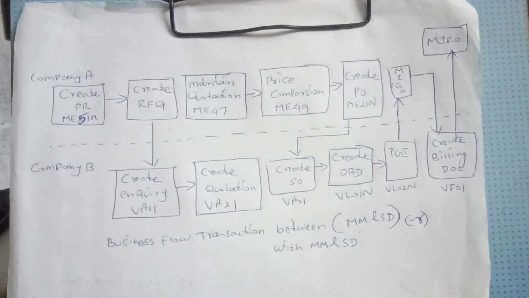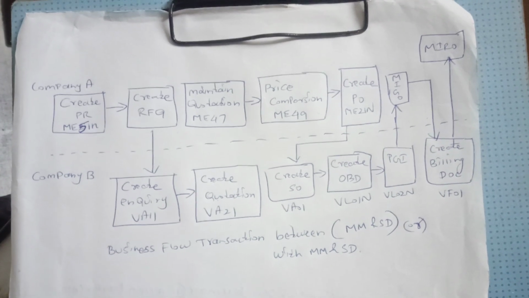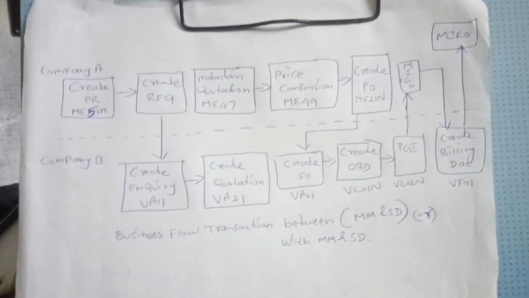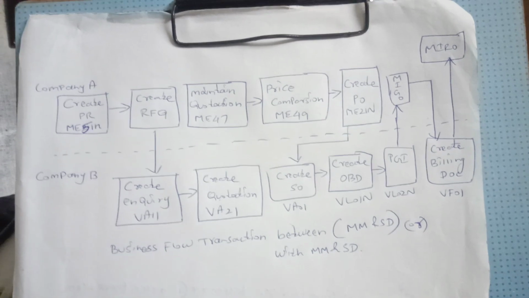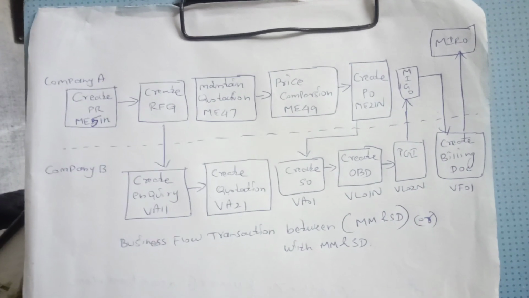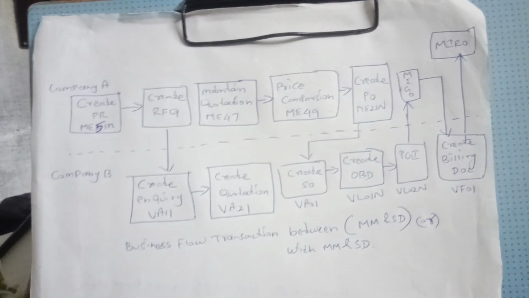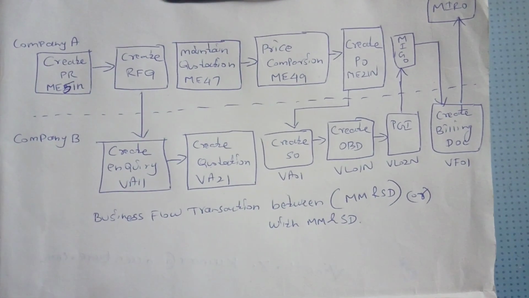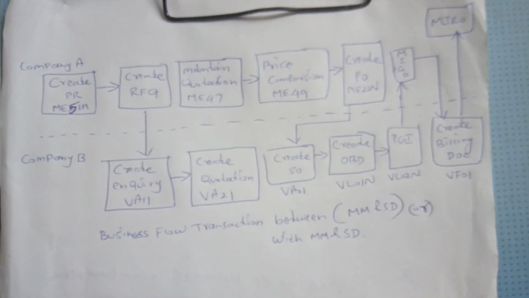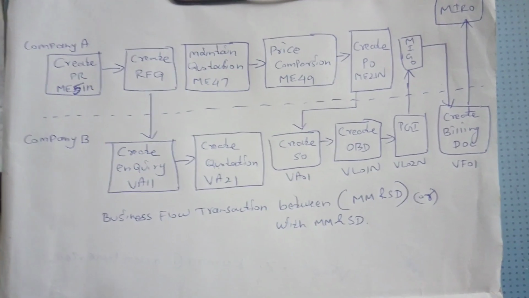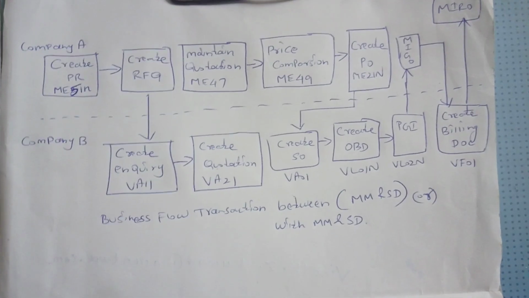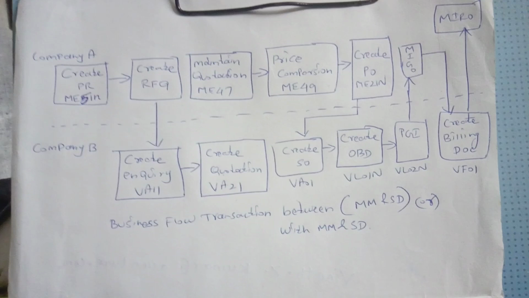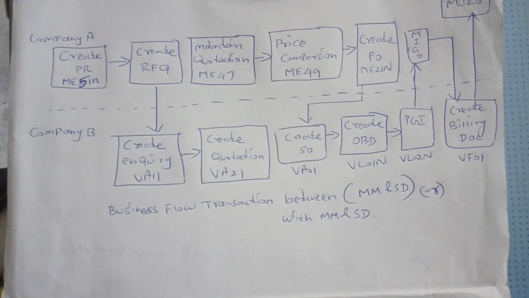Once a user creates a purchase requisition, the buyer in the procurement department of company code A processes that purchase requisition by converting it into a request for quotation. Request for quotation is called RFQ. Those are printed, and it will get sent to some potential suppliers or vendors, including company code B.